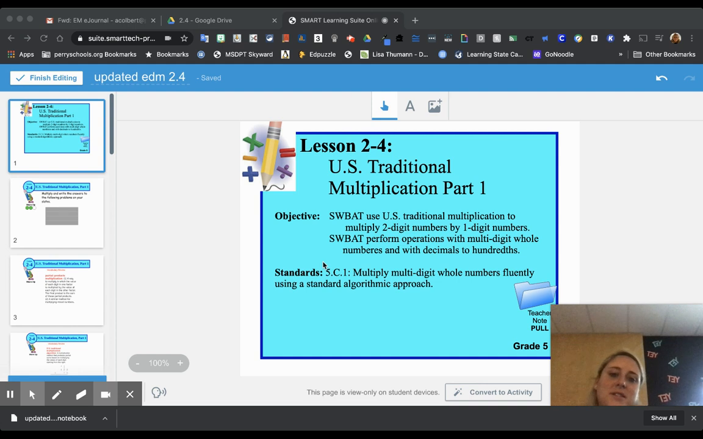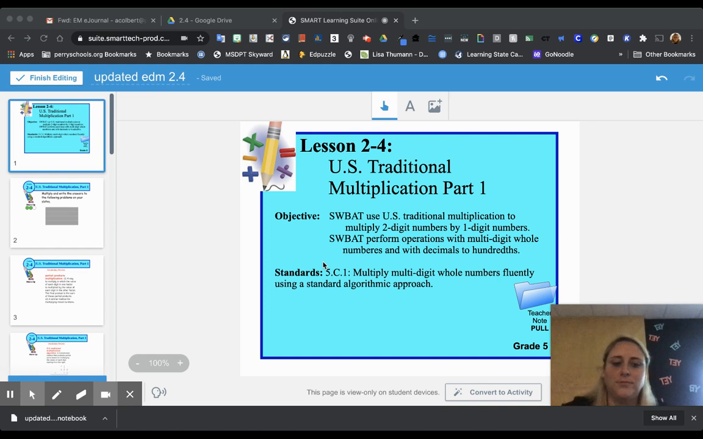Okay, we are ready for lesson 2.4, U.S. Traditional Multiplication, Part 1. We are going to be able to use traditional multiplication to multiply two-digit numbers by one-digit numbers. We're also going to be able to perform operations with multi-digit whole numbers and with decimals to the hundredths.